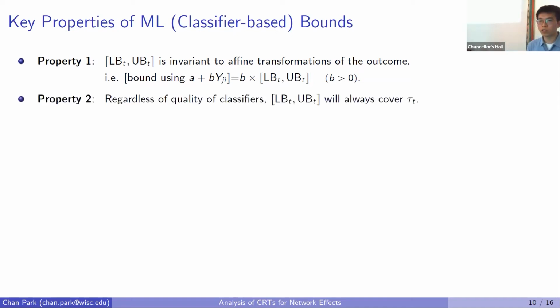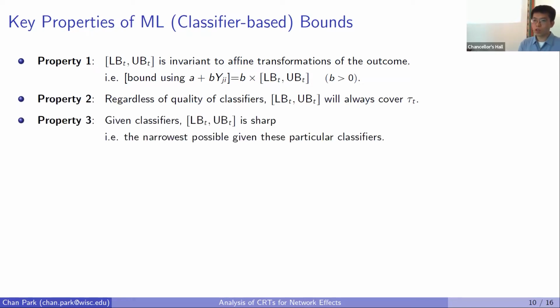The second property is that regardless of the quality of the classifiers, our bound is valid in the sense that it will always cover the true network effect. And the third property is that given the classifiers, our bound is sharp. That is, unless you change the classifier to a better one, this is the best possible solution.